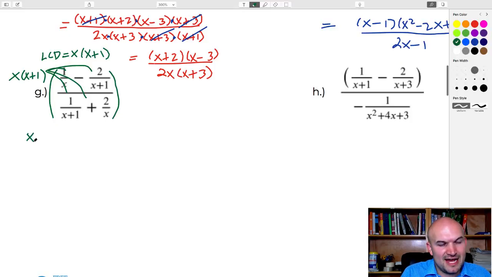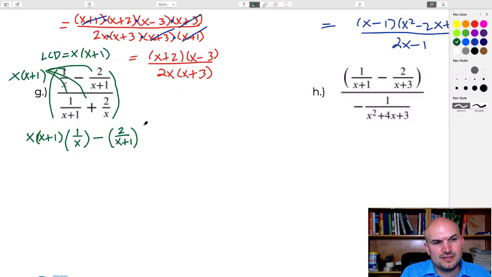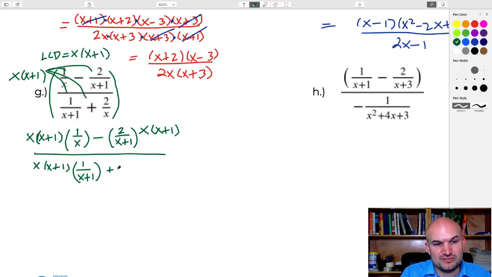So therefore, I'll have x times x plus 1 times 1 over x, minus 2 over x plus 1 times x times x plus 1, and that's all over x times x plus 1 times 1 over x plus 1. So basically, I'm just applying the distributive property here.